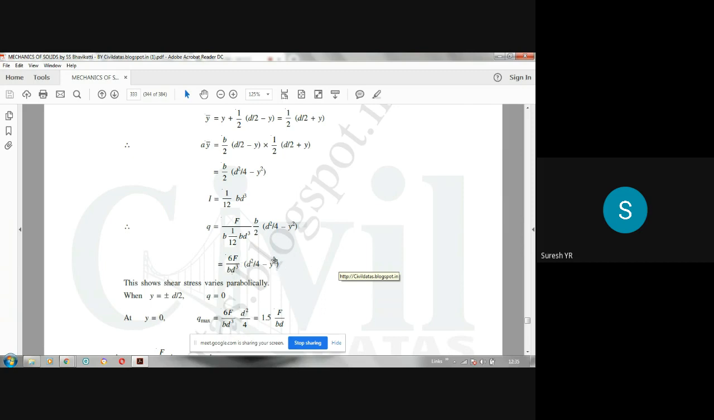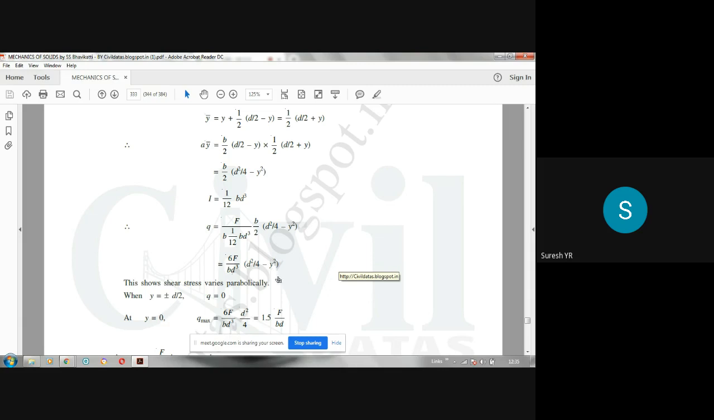Since you have got a y square term here, shear stress varies parabolically. It varies in a parabolic manner. Why? Because the y square term is there. So that is the main difference: bending stress has a linear distribution, shear stress has a parabolic distribution. The shear stress curve is a parabola.